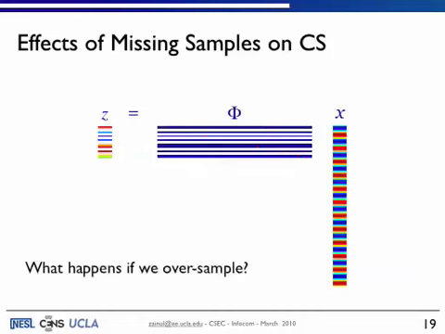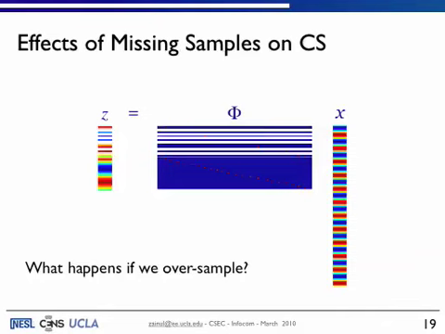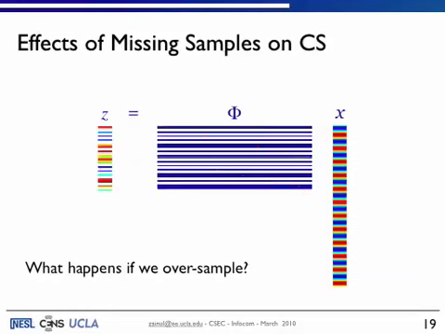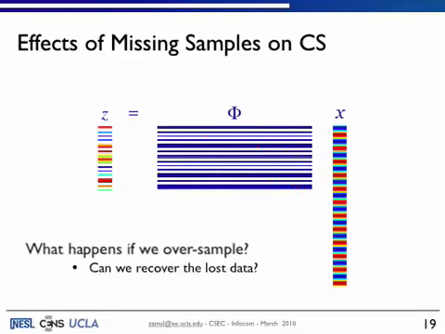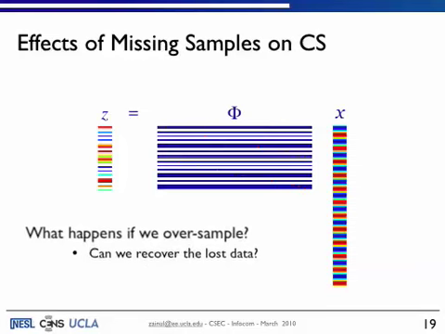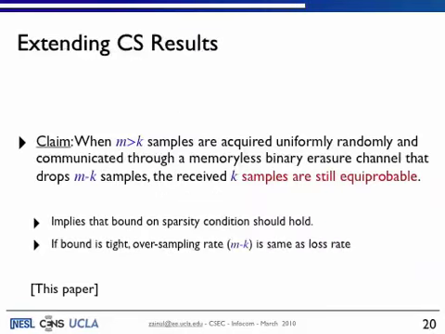So what happens if we oversample? We add more samples here, so more measurements, and we add more rows. And so we've got the same missing data. So the question is, can we recover this lost data? And how much oversampling is needed? So this paper essentially makes this claim that when m samples are acquired uniformly randomly and sent over a binary erasure channel, that's a memory-less binary erasure channel, the received k samples are still equiprobable. What this implies is that the same sparsity bound holds that I talked about earlier.